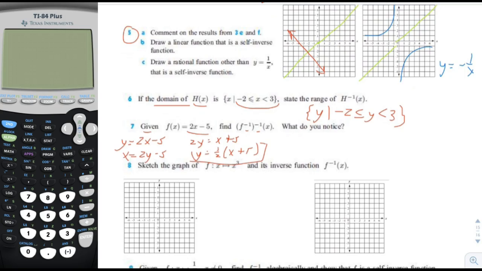Now let's take the inverse function of the inverse function. We're going to get x equals 1/2 y plus 5, and we're going to solve for y now. So we're going to have 2x equals y plus 5, and then we'll have y equals 2x minus 5, and what do you know? We get the same thing back. So what do you notice? You get the same thing back.